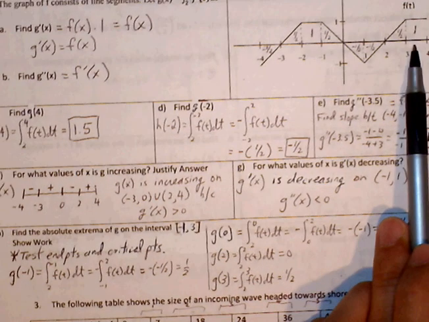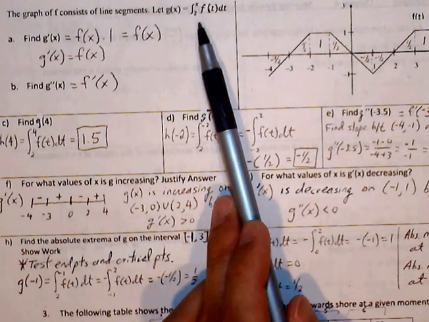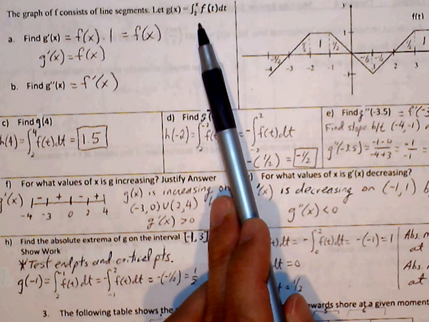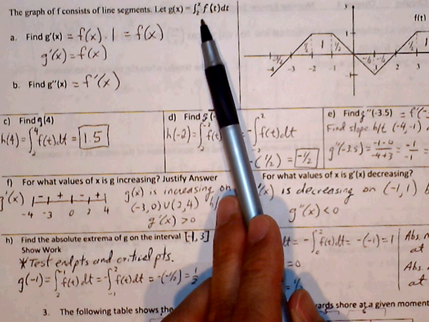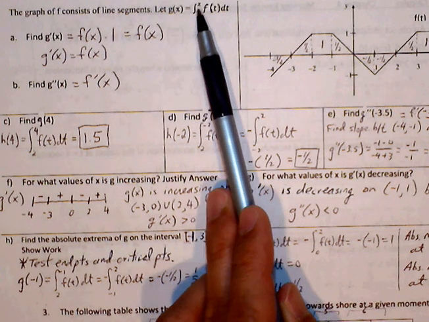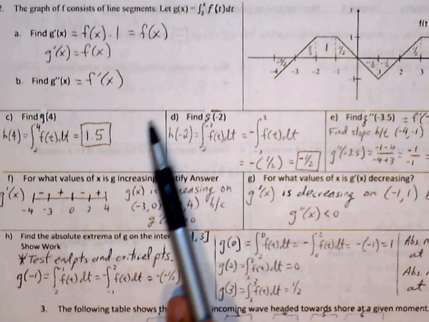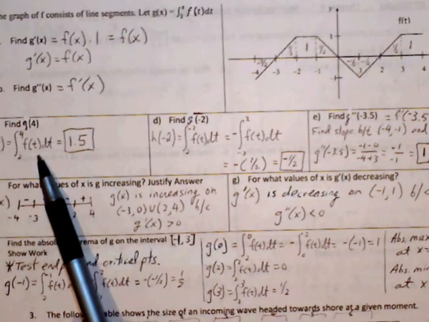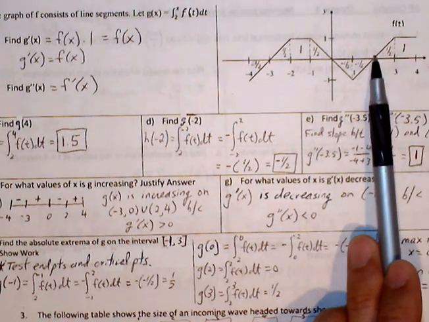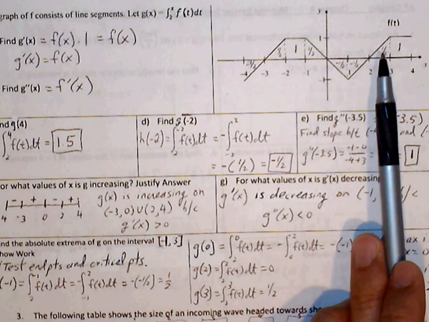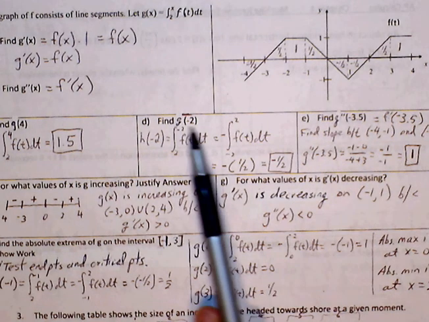All right, so part C, find g of 4. So if we want to find g of 4, we use the rules that are given to us. So to find g of 4, we simply replace x with 4. So then we have the definite integral from 2 to 4 of f of t dt. So we simply look at the graph and we add up the areas. So from 2 to 4, this entire region sits above the axis. So we keep these as positive values. 1/2 plus 1 is simply 1.5, or 3/2.